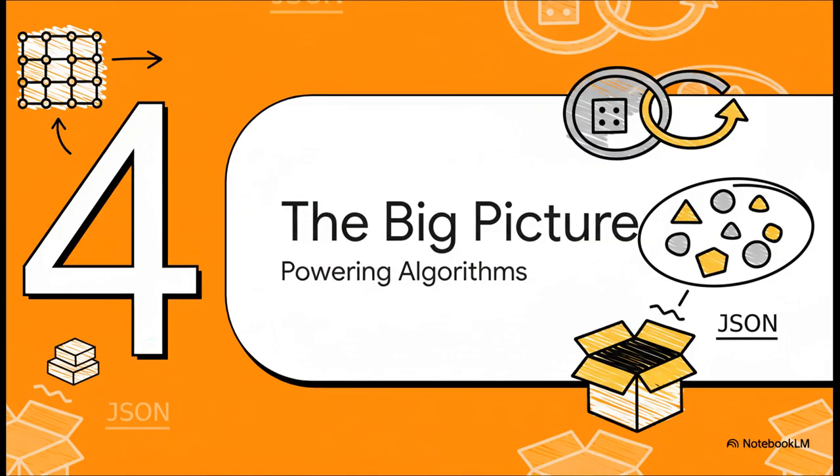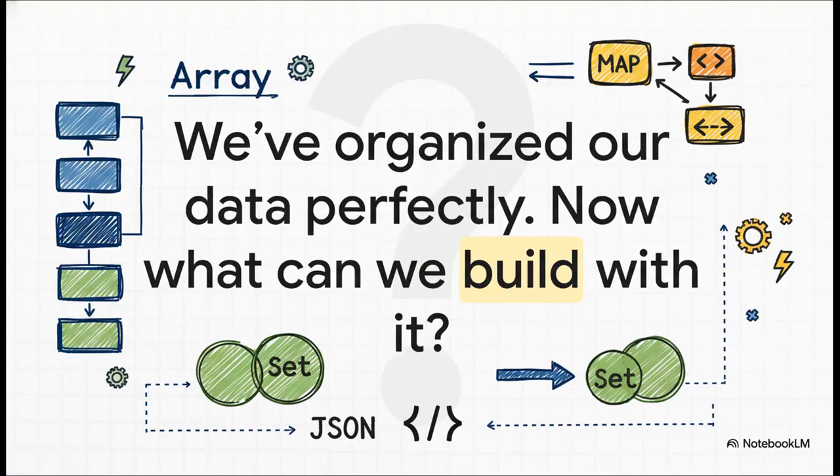Okay, let's zoom out for a second. We've got arrays, maps, sets, and JSON. We have all these fantastic ways to structure data. But so what? Why does this matter so much? Well, it all comes down to this. Data structures are the absolute foundation that we use to build powerful algorithms. You can think of it like this. The data structure is the strong foundation, and the algorithm is the incredible skyscraper you build right on top of it. You really can't have one without the other.